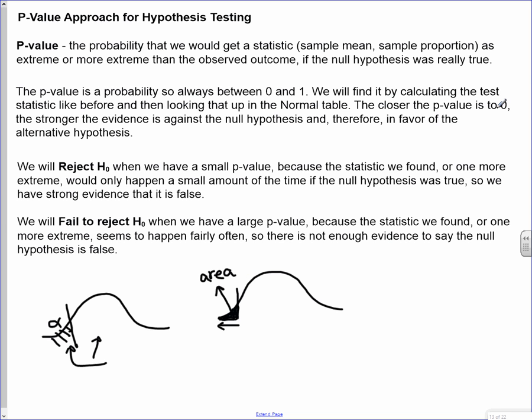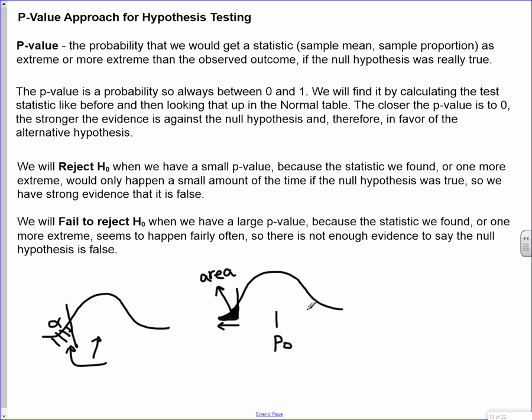The closer the p-value is to 0, the stronger the evidence is against the null hypothesis, right? Because the smaller the p-value, the smaller the area, the farther away our statistic is from the null hypothesis, right? So in the middle here, we have our null hypothesis proportion, the proportion that's in the null hypothesis.